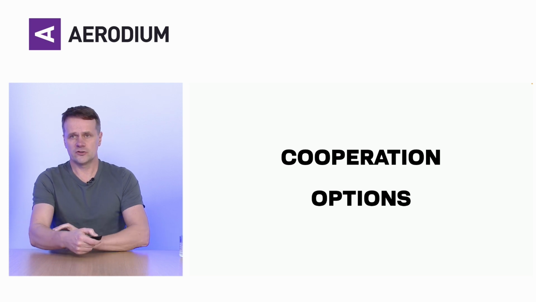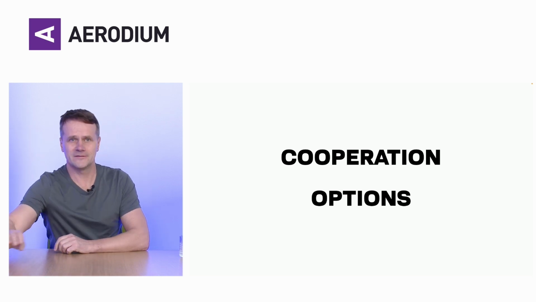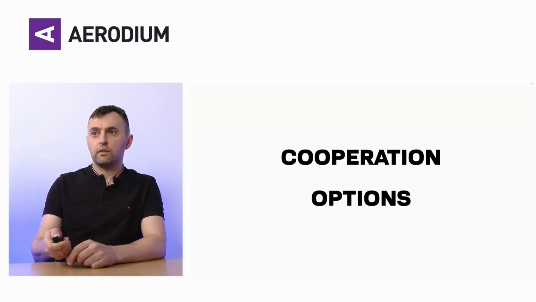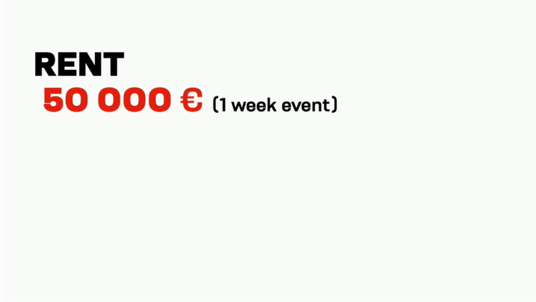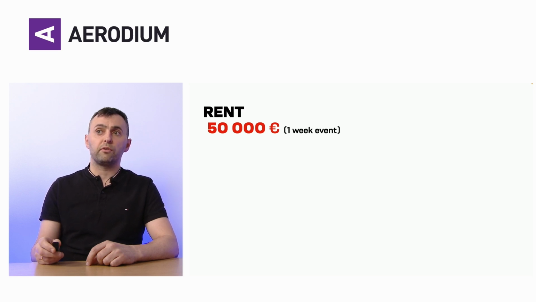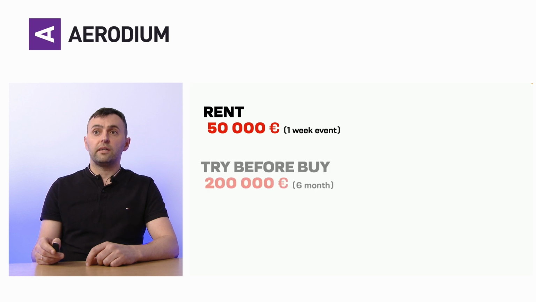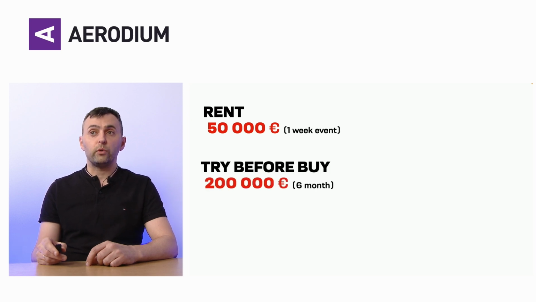Cooperation options. Yes. Again, Artis, take the stage. All right. So about cooperation options, there are several of them. The first one is wind tunnel rental, and as was mentioned before, for an event of 1 week the rental price would be about 50,000 euros. Then if you want to try the wind tunnel for a season, to try out the business at your location, you can do it for approximately 200,000 euros.